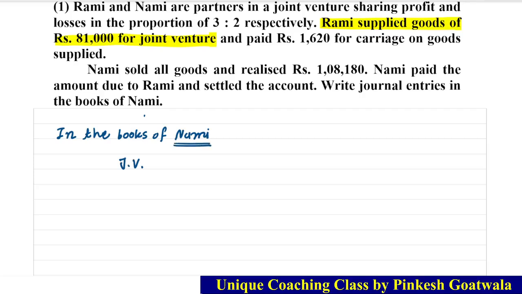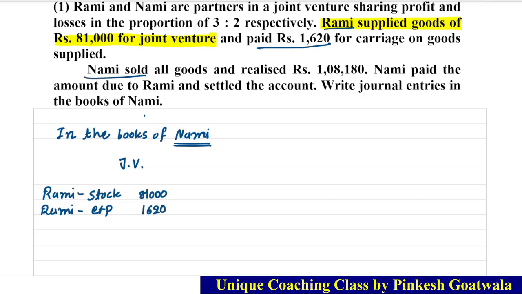Remember one point, we have solved this in the last 3 or 4 videos. If the transaction is done by himself, then we have to write bank or anything else, or if the transaction is done by the other partner, then we have to write the other partner. Here it is done by Rami, so here we should write Rami. Rami gave stock 81,000. And expense paid, the same expense paid by Rami, so here we should write Rami. Expenses 1620.